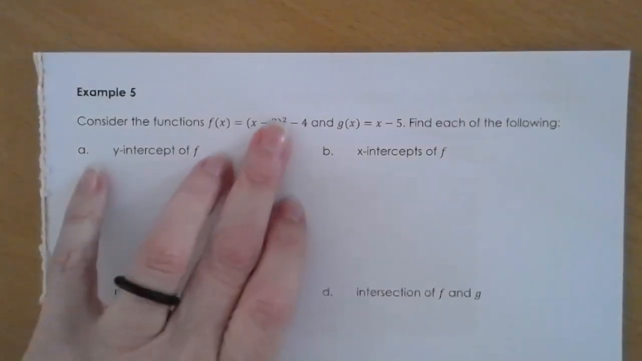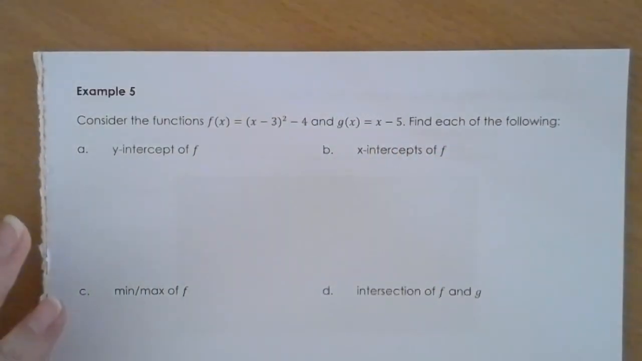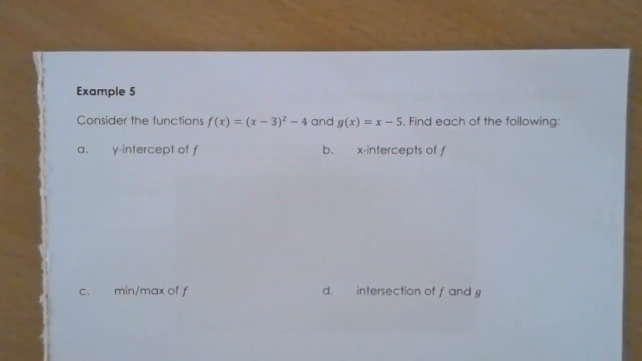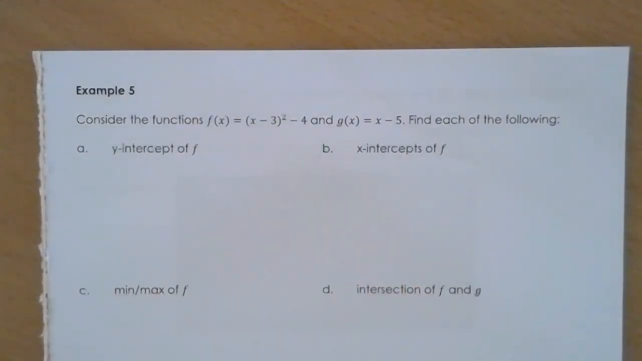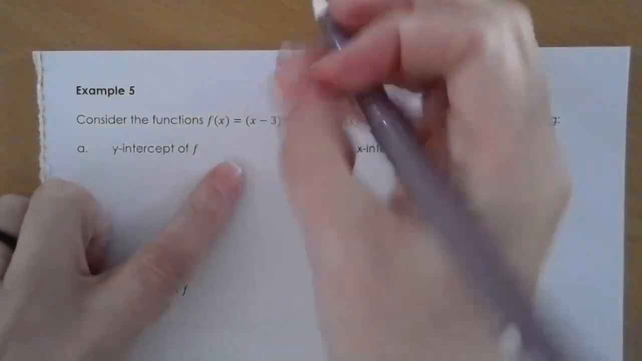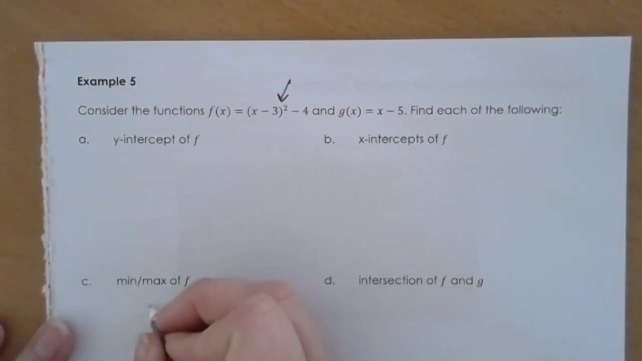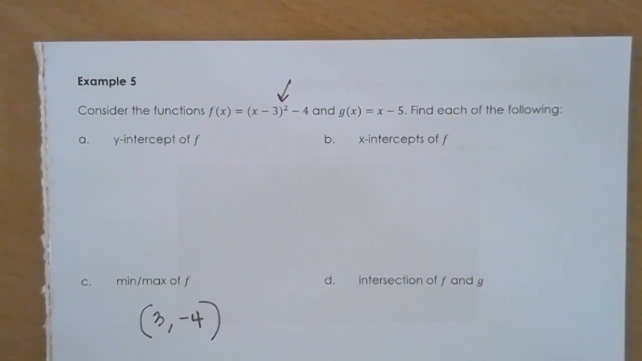This is a quadratic, x squared, and then this is a linear. Find each of the following. So the y-intercept of f, the x-intercepts of f, the maximum and minimum of f, and then the intersection of these two. So this is already in vertex form. So without even looking at a calculator, I can find that I have a vertex, that's what max and min is, at 3, -4. Now, if you're unsure, you can definitely put that in a calculator and see.